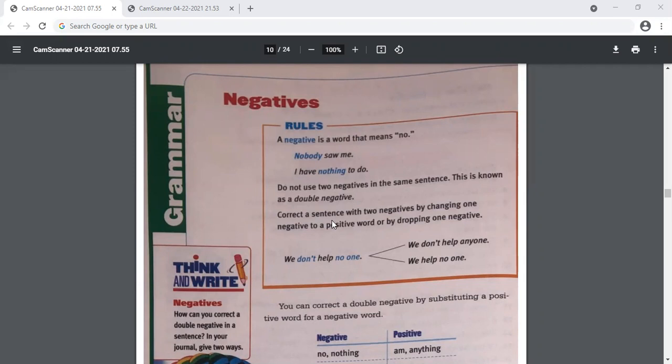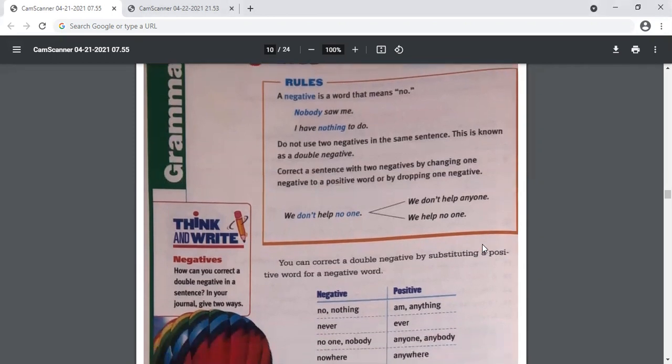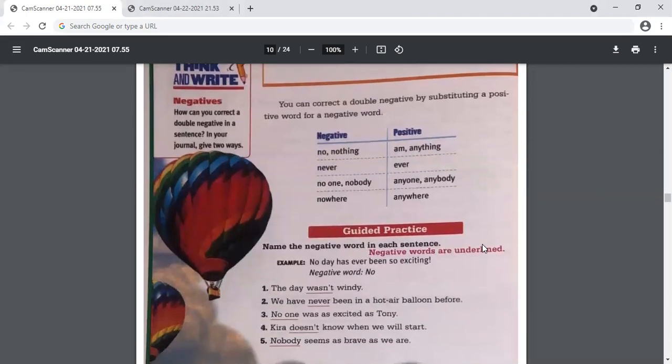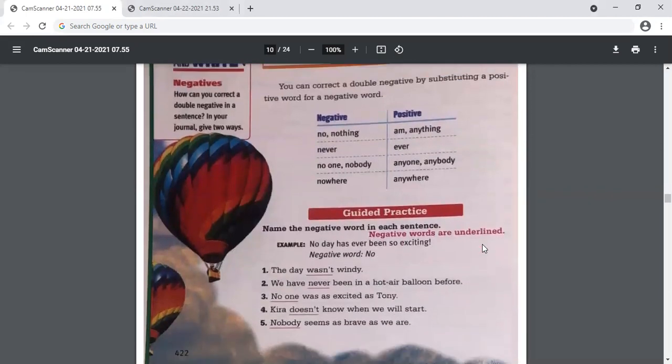So it says here we can correct a double negative by substituting a positive word for a negative word. So here, instead of saying no or nothing, we can say any or anything. Instead of saying never, we can change this to ever. No one or nobody can be changed to anyone or anybody, and nowhere can be changed to anywhere. So let's look at the negative words. Let's point out the negative words in each sentence.